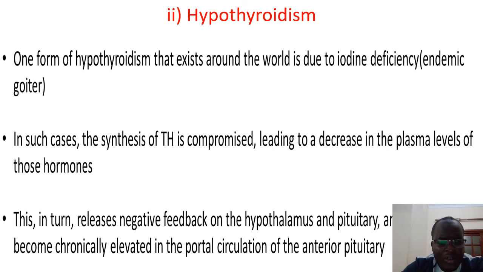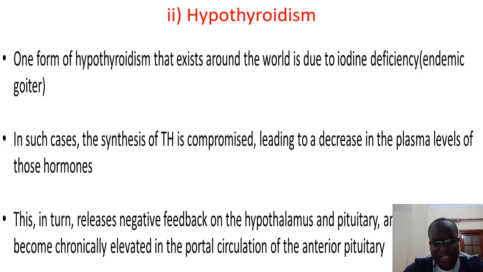One form of hypothyroidism that exists around the world is due to iodine deficiency and is referred to as endemic goiter. Endemic means it's only affecting a certain population or certain group of people. So maybe in your country, you are not importing salt where iodine is added. Or maybe in your house, your father is not buying salt where iodine is added. Then the goiter will be endemic to that location. So it's affecting a particular region. That's why it's called endemic goiter, because of iodine deficiency.